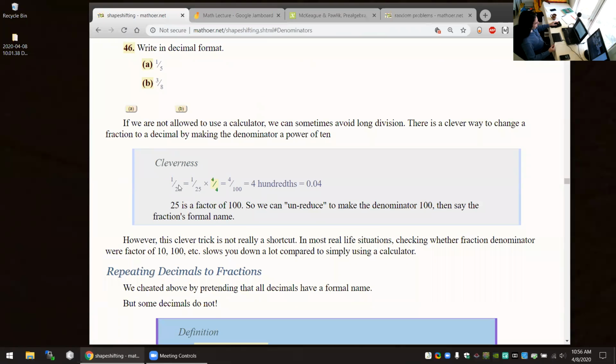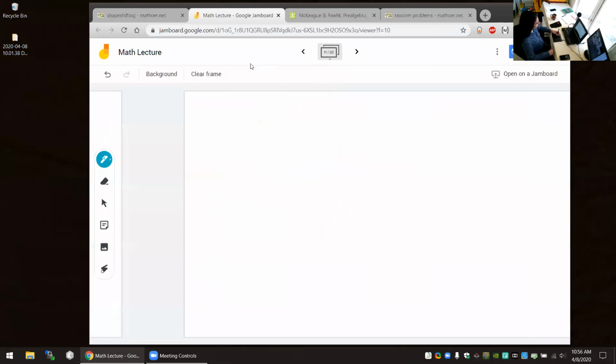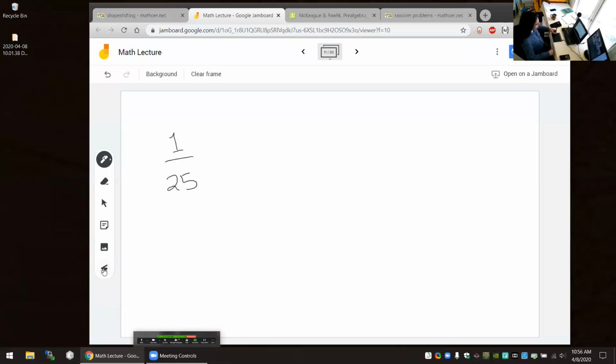This cleverness thing says that sometimes we can be cute and show off how smart we are. If I have something like 1/25, and I want to make that a decimal, I could notice, hey, 25 I can turn into a power of 10, into 10 or 100 or 1,000 or something. If I did a times 4 top and bottom, then I get 4 hundredths, and I could write that as 4 hundredths and be done.